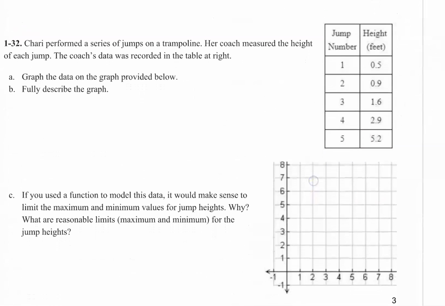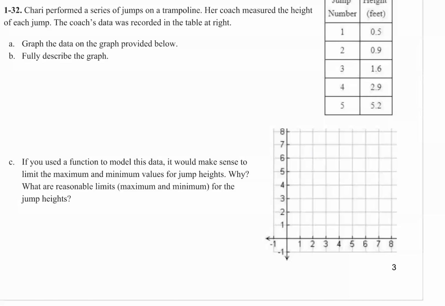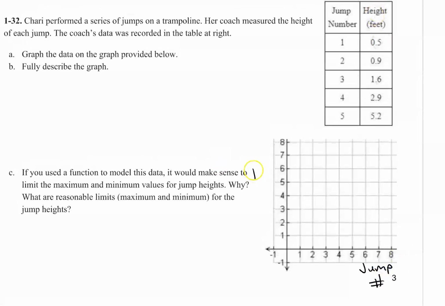Let's look at 132. We're supposed to graph this. Jump height and someone jumping on a trampoline. Let's graph this. So on the x-axis, let's call that our jump number. And then on the y-axis, that's going to be our height in feet.